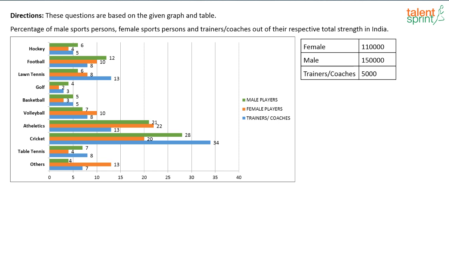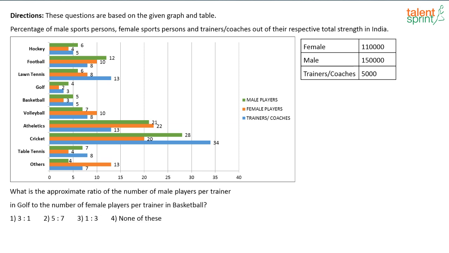What is given here? These questions are based on the given graph and table. Percentage of male sportspersons, female sportspersons and trainers or coaches out of their respective total strength in India is given. Based on this, questions are asked. So let us look at the first question. What is the approximate ratio of the number of male players per trainer in golf to the number of female players per trainer in basketball?